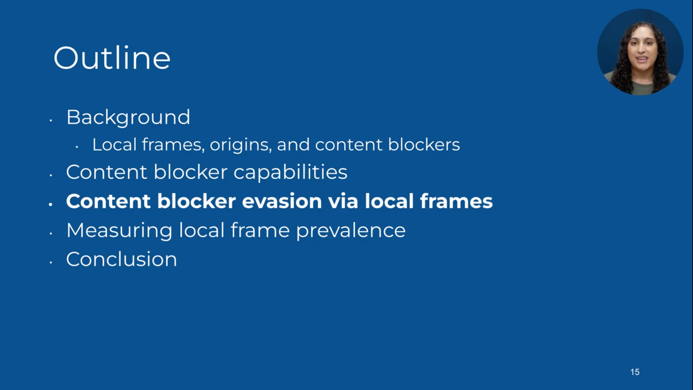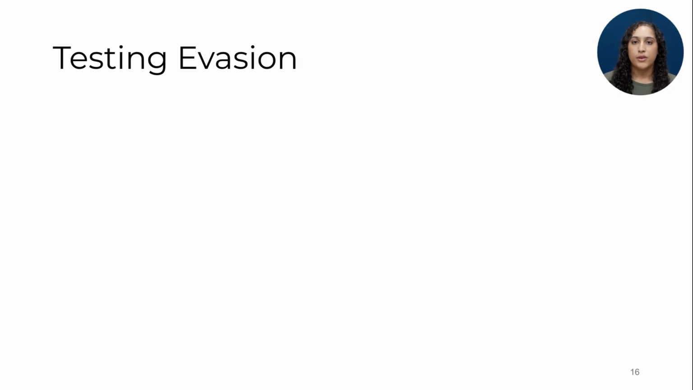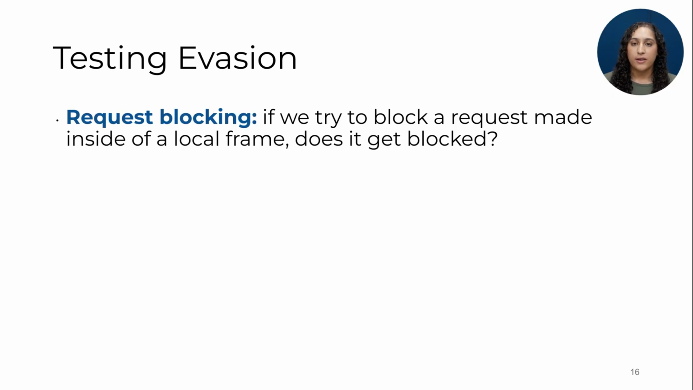So now let's talk about how these capabilities can actually be evaded through local frames. In our work, we designed a bunch of test web pages that specifically isolated these capabilities and tested whether they behaved correctly inside of local frames. So for request blocking, we made a test page with different local frames, and in the local frames, we tried to request a certain resource. Then we systematically downloaded different content blocking tools, added filter rules to try and block that resource from being requested, and checked if those requests were actually blocked.